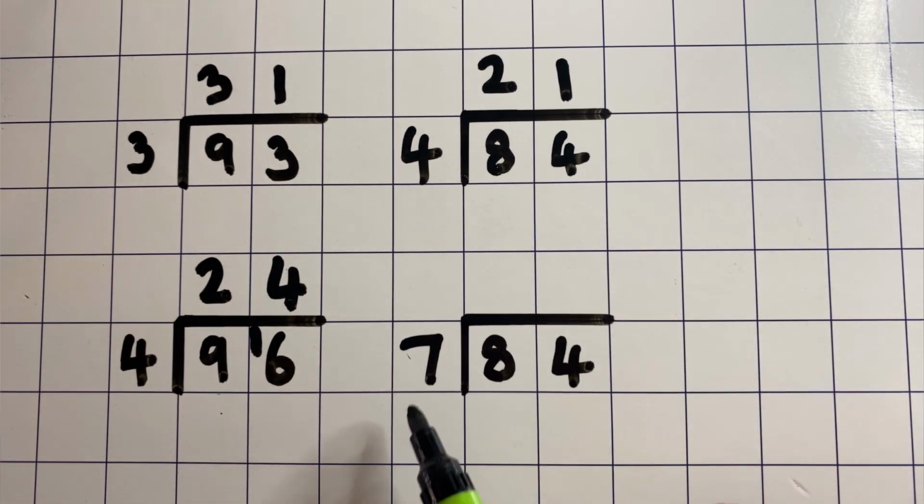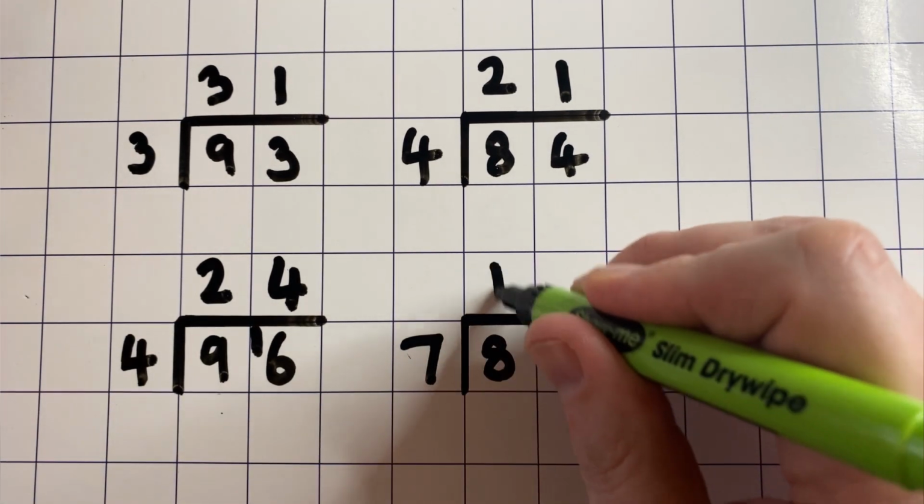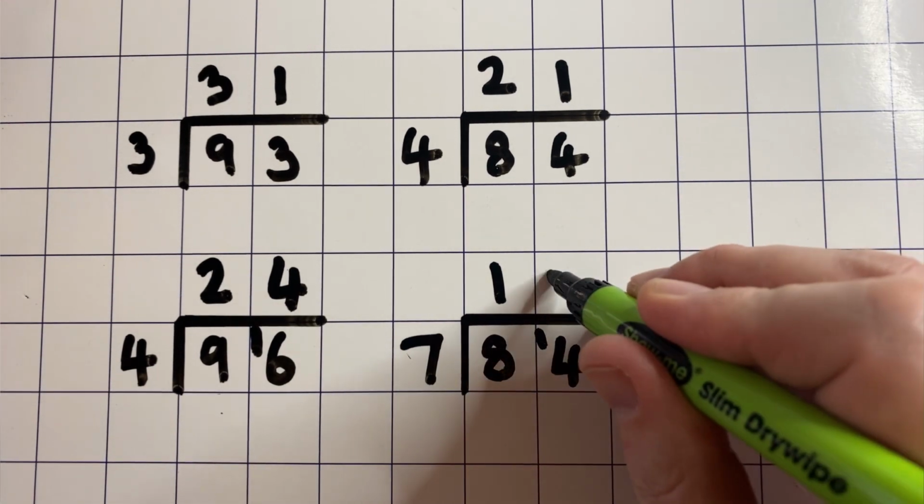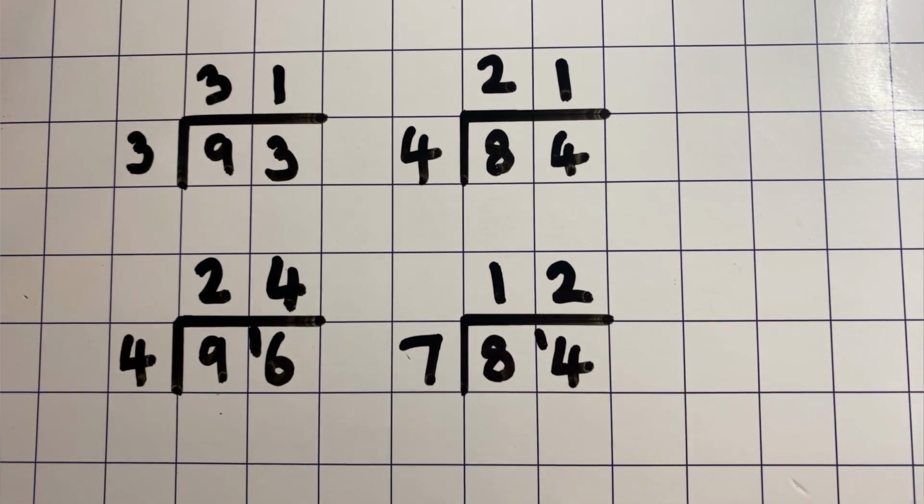Now finally, we've got here, how many 7's go into 8? That gives you 1 and a remainder of 1. So the 1 goes there next to the 4. How many 7's can go into 14? That's 2. So there you have it. The answer is 12.